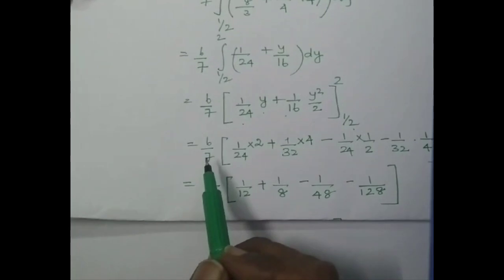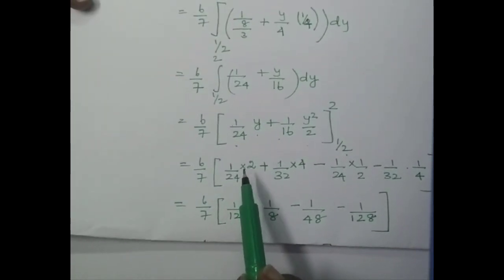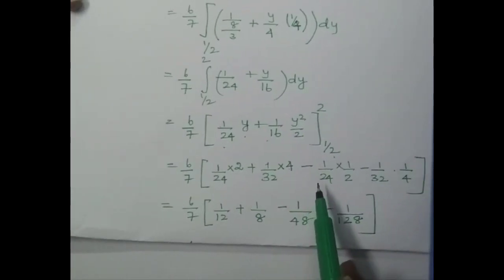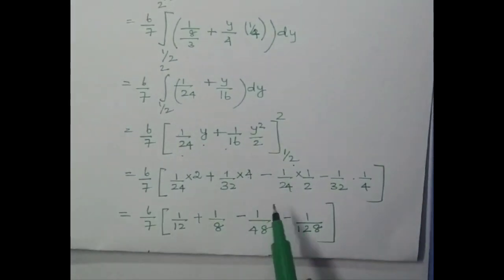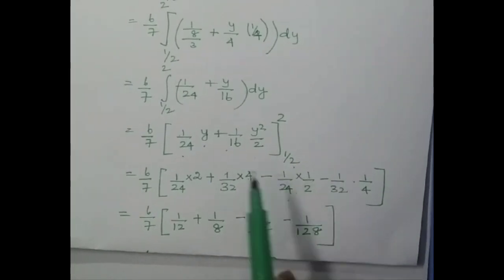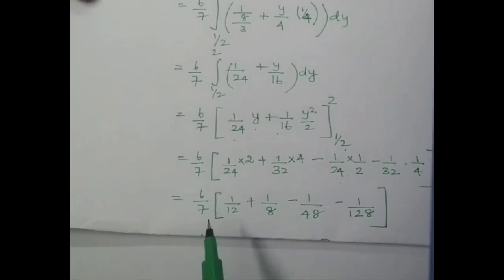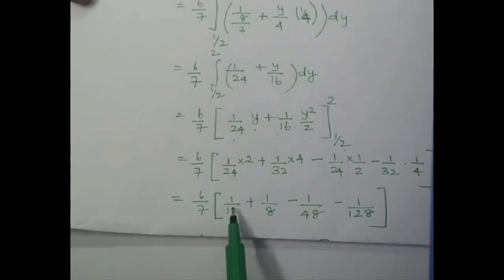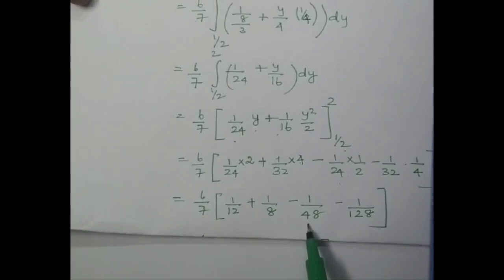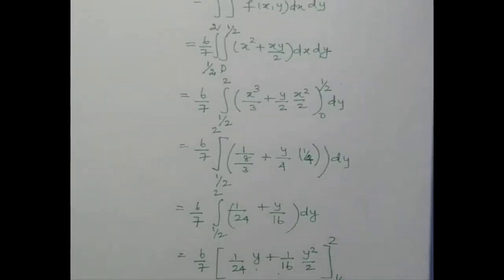So it is 6 by 7 into, let us substitute the upper limit, 1 by 24, y is 2, plus 1 by 32, y square is 4, minus the lower limit, 1 by 24 into, the lower limit is half, minus 1 by 32 into 1 by 4. So it is 6 by 7 into 2 by 24, 1 by 12, plus 4 by 32, 1 by 8, minus 1 by 48, minus 1 by 32 into 4 is 128.